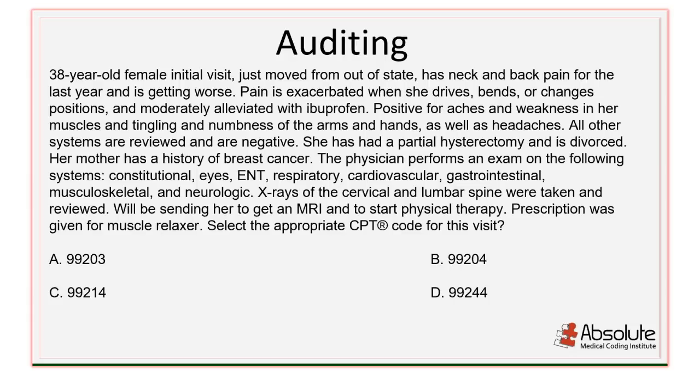The physician performs an exam on the following systems: constitutional, eyes, ENT, respiratory, cardiovascular, gastrointestinal, musculoskeletal, and neurologic. X-rays of the cervical and lumbar spine were taken and reviewed. We'll be sending her to get an MRI and to start physical therapy. Prescription was given for muscle relaxer. Select the appropriate CPT code for this visit. And let's start with 3 minutes, starting now.